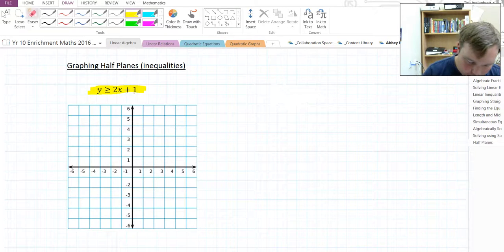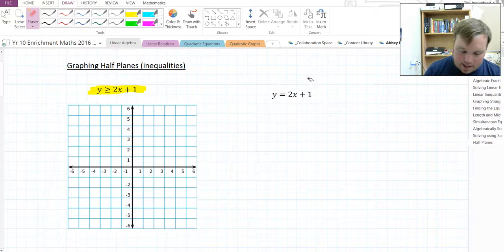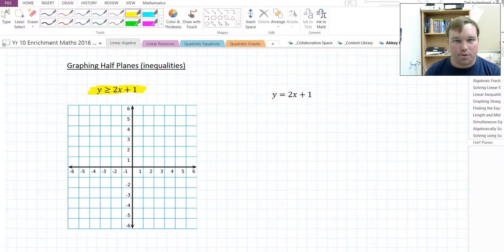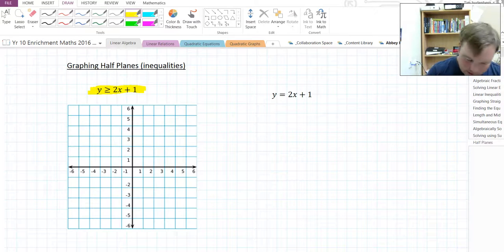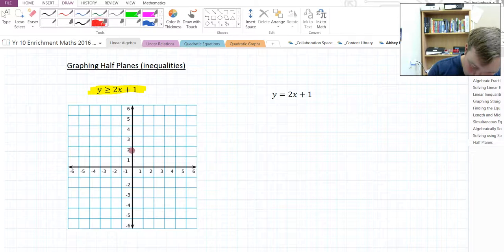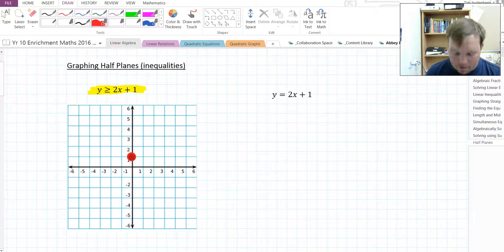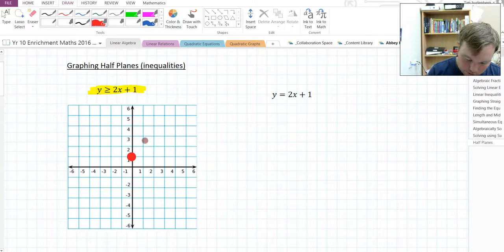A good place to start might be considering a very similar equation that we're quite used to seeing. y is equal to 2x plus 1. Now y is equal to 2x plus 1, we know, goes through a y-intercept of 1, and then you go across 1, up 2 to there. And essentially, this is our line. It's big and red, and I'll delete it in a second.